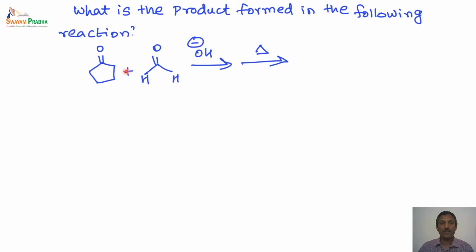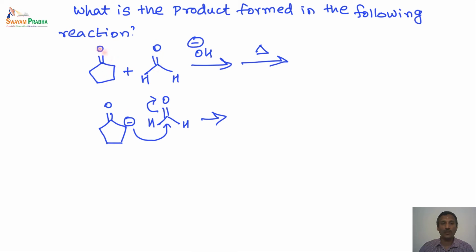And in the next reaction, we need to identify what is the product formed. So we have a carbonyl compound, and we have another carbonyl compound. This is nothing but formaldehyde. This is a cyclopentanone. So like the previous one, here only this compound has the alpha hydrogen. This does not have an alpha hydrogen. So the reaction is going to be a little bit different.